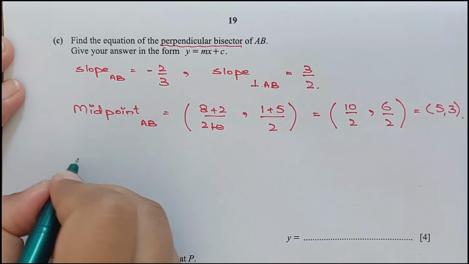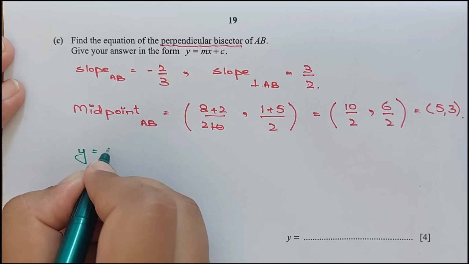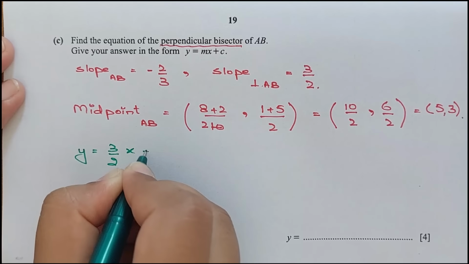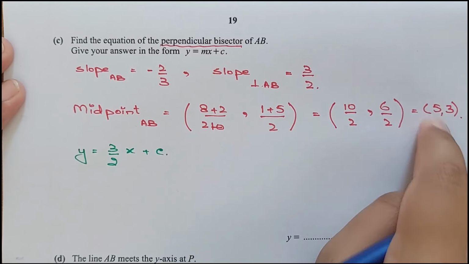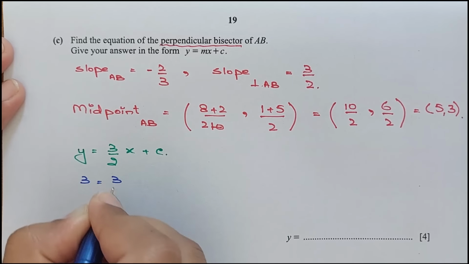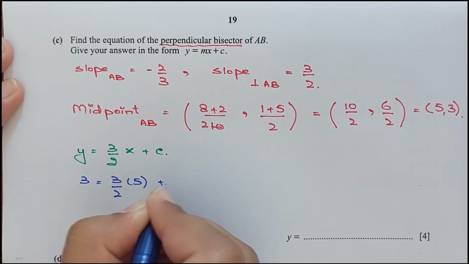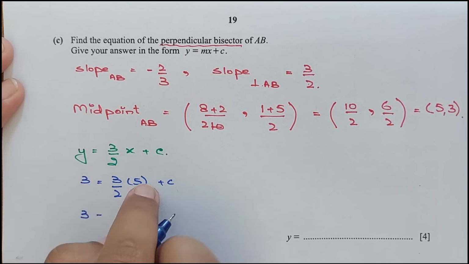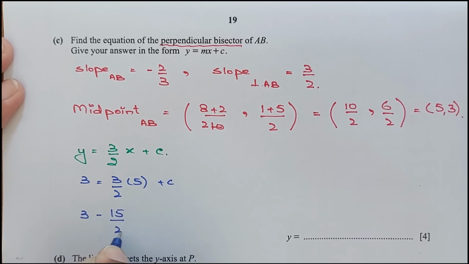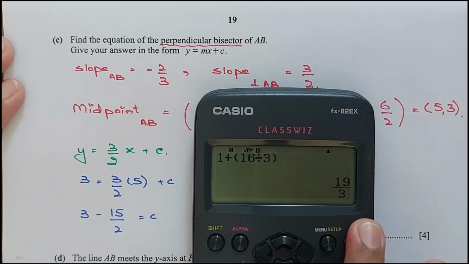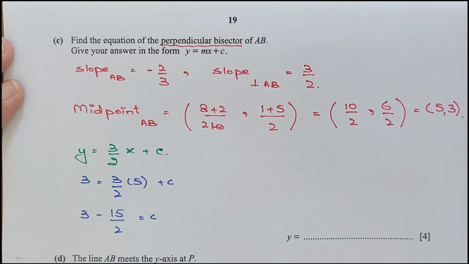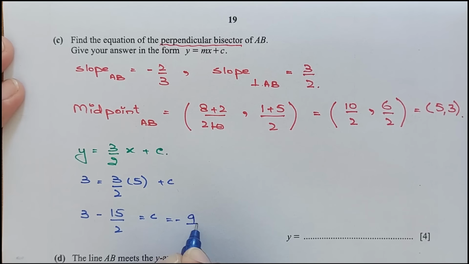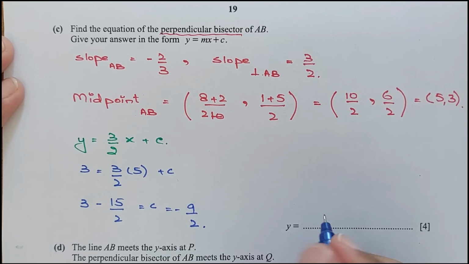Now to get the equation, we have y equals m, which is 3 by 2, x plus c. To get the value of c, plug in the midpoint. So y is 3 and x is 5. So 3 equals 3 by 2 into 5 plus c. Solve for c. 3 minus 3 times 5 is 15 over 2. This is c. So we have 3 minus 15 over 2, which is minus 9 by 2. c is negative 9 divided by 2. So the equation of the perpendicular bisector is y equals 3 by 2x minus 9 by 2.